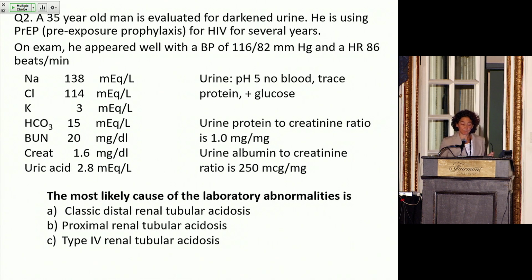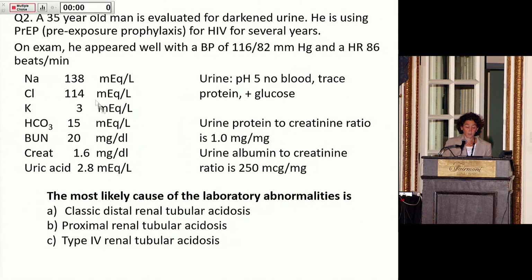So here's the next question. A 35-year-old man is evaluated for darkened urine. He's using PrEP, which is pre-exposure prophylaxis for HIV, for several years. On exam, he appeared well with a blood pressure of 116/82 and his heart rate 86. Here's his labs: sodium 138, potassium 3, bicarbonate 15, BUN 20, and creatinine 1.6, uric acid 2.8. We've got a urine here, both dipstick and also a protein to creatinine ratio of 1 with an albumin to creatinine ratio of 250.